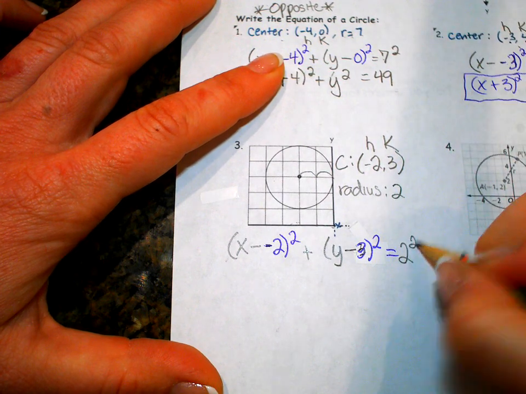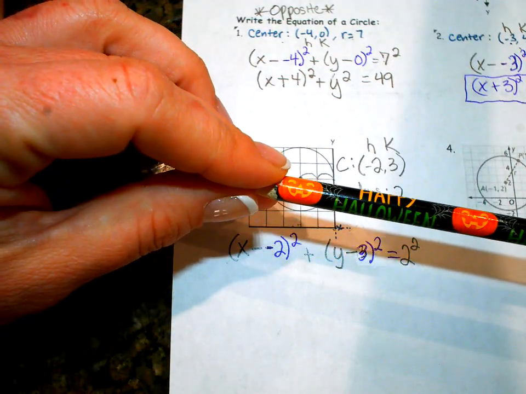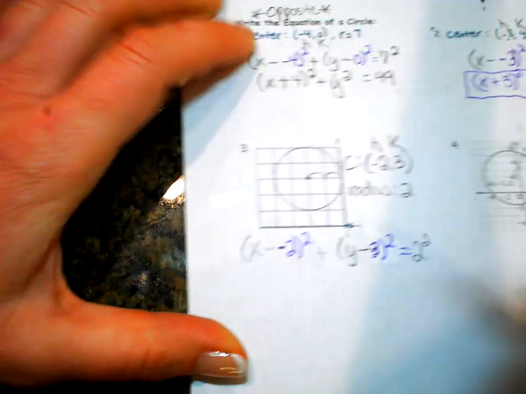2 squared. Okay, good. By the way, did I wish you guys a happy Halloween? Happy Halloween. Cute pencil. And here we go.